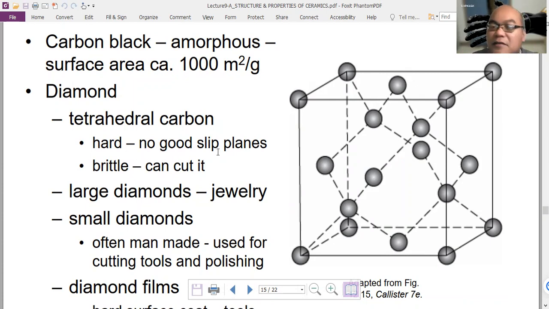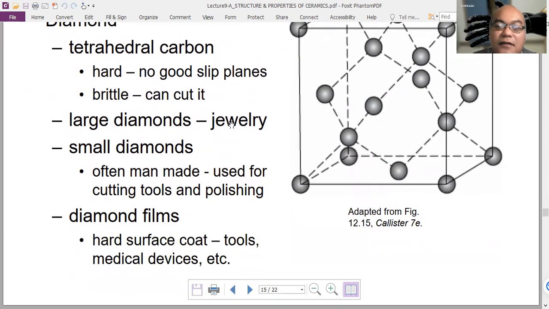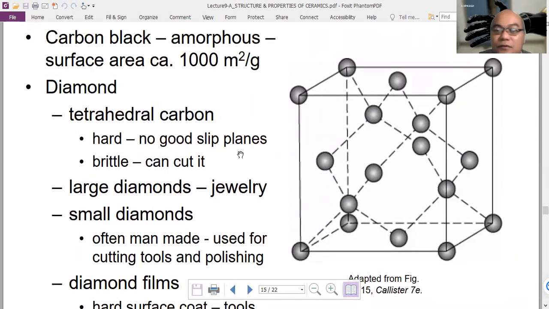But it is brittle. Tetrahedral carbon, when it grows large, is usually used as jewelry. Small diamonds can be used as cutting tools and polishing material. For example, many drill bits are covered with a thin film of diamond. Diamond films can be made as a hard surface coat for tools, also for medical devices. This is due to its tetrahedral-like binding structure. That's why it's very strong. It may be the strongest material on earth, diamond.